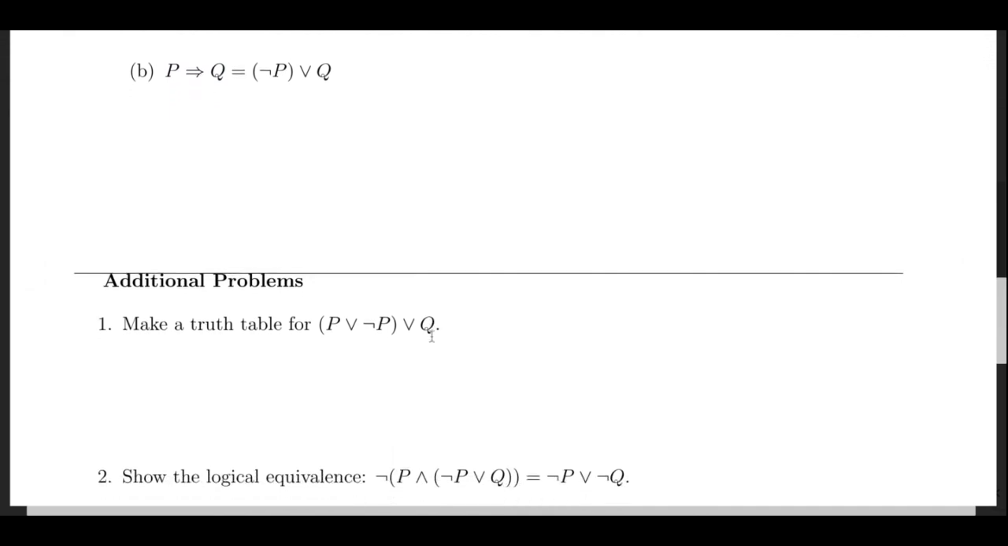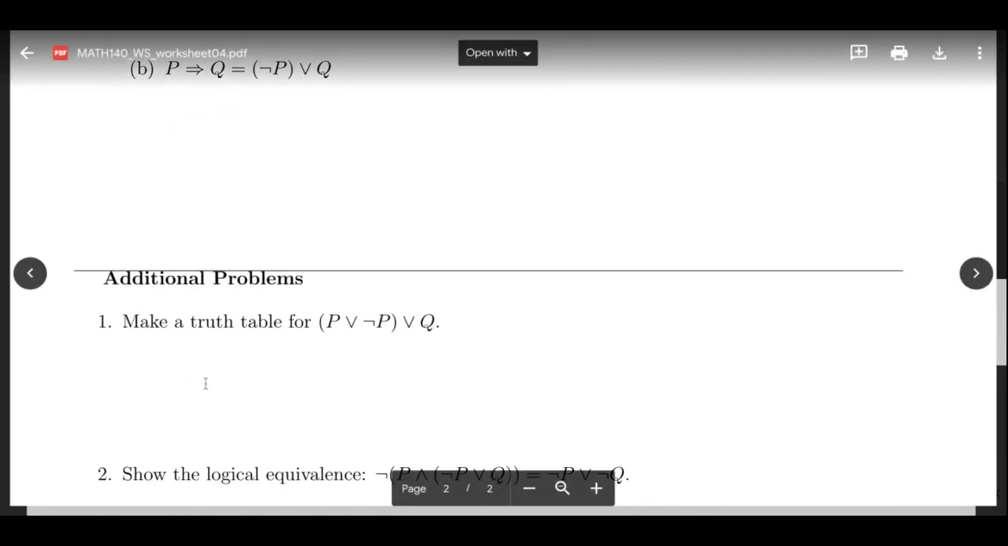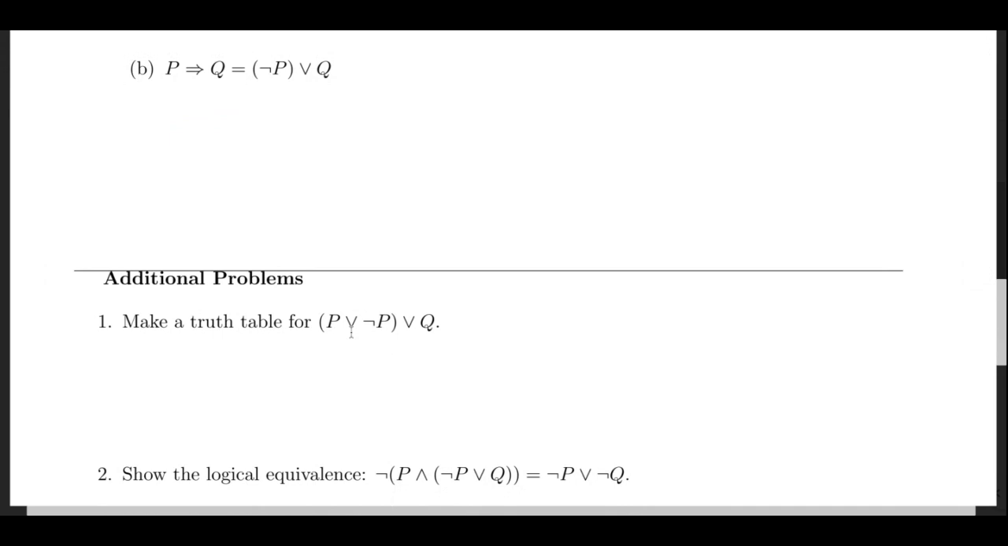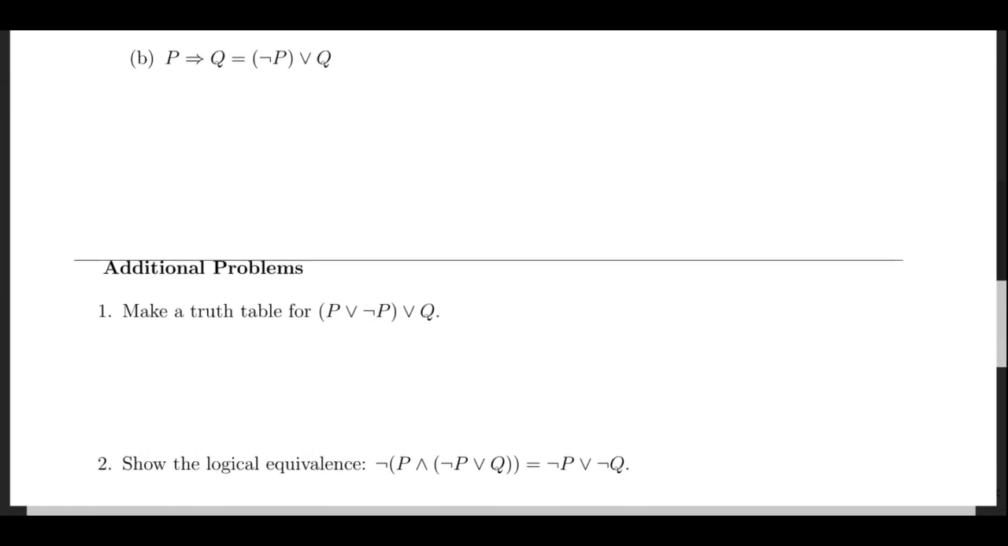If you finished already, try the additional problems. Make a truth table for P or not P. P or not P is always true, right? Because P or not P makes the whole thing universally true. Then, P or not P or Q, make this truth table. Then additional 2: use your existing table.